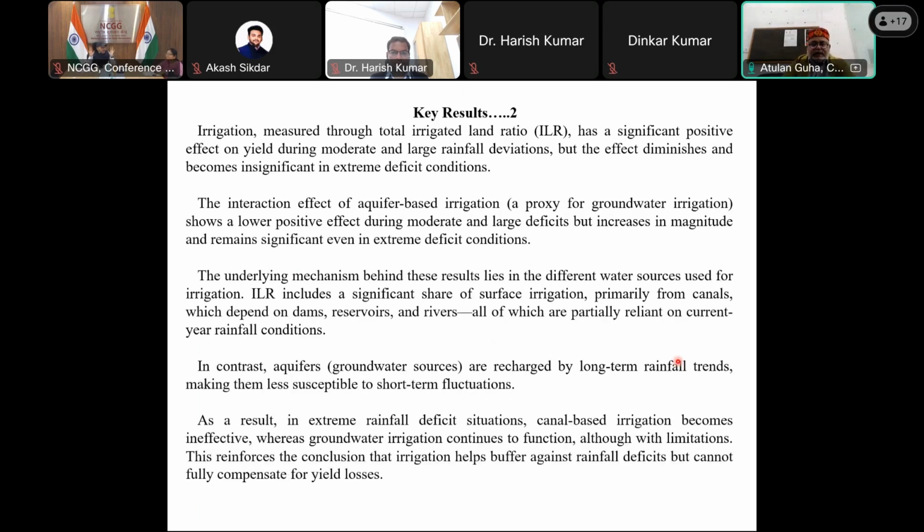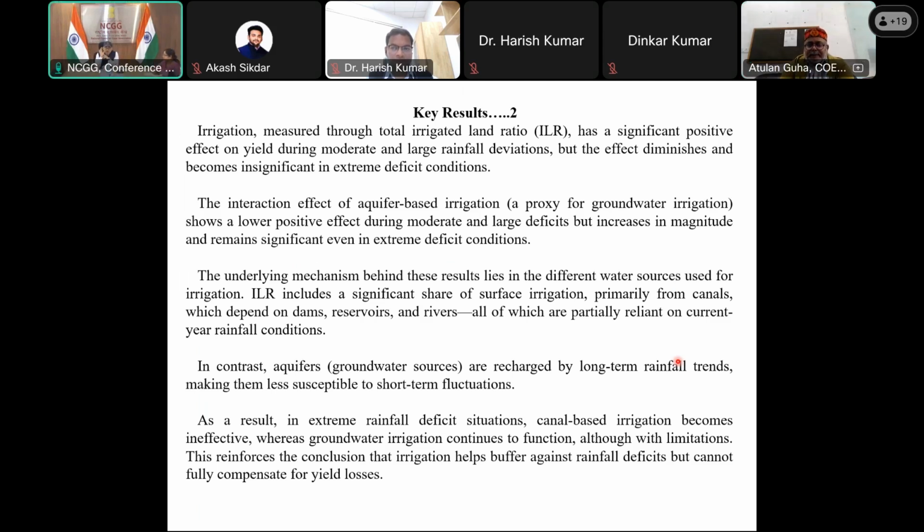The second result we are getting is that irrigation, measured through the total irrigated land ratio, has a significant positive effect on yield during moderate and large rainfall deviations, but the effect diminishes and becomes insignificant in extreme deficit conditions of rain. So the irrigated land ratio worked very well when there is a small, moderate, or even a large rainfall deviation, but when there is extreme rainfall deviation.